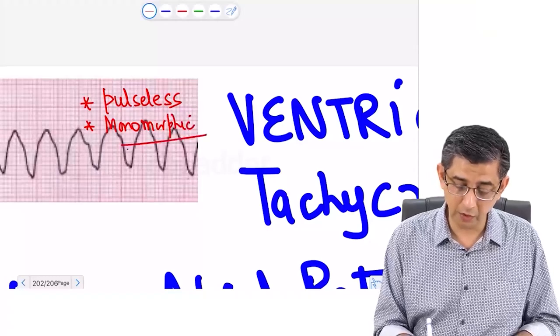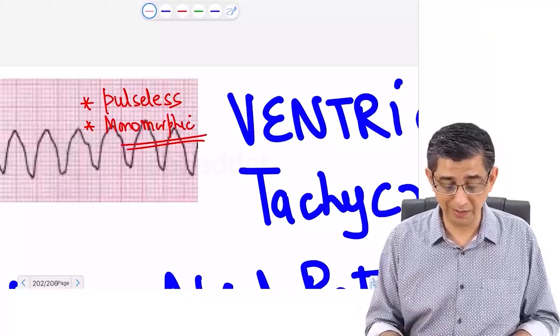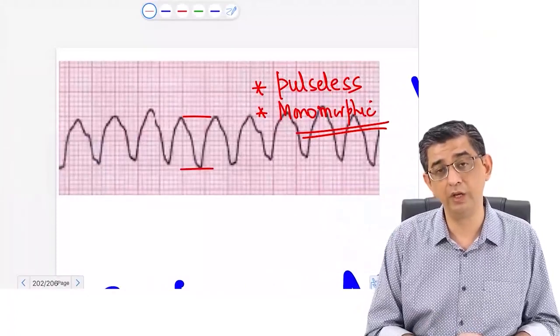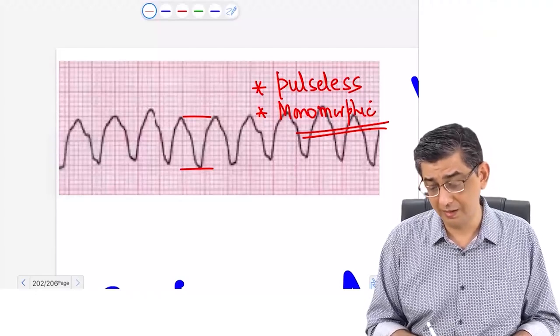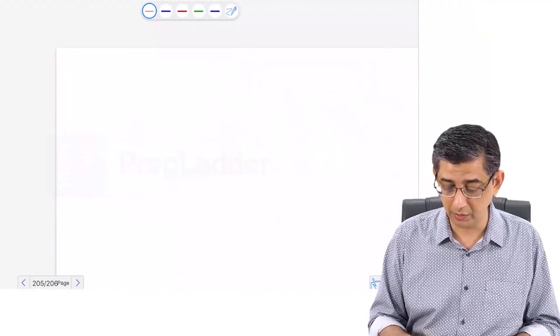This can make you understand the fact that next that I'm going to explain to you is polymorphic, where the size of each one of these, here you can notice the size is more or less equal in all of them. The size of the next arrhythmia that I'm going to explain to you will be almost different. One will be totally different from another. So let me just hand draw another rhythm before you.